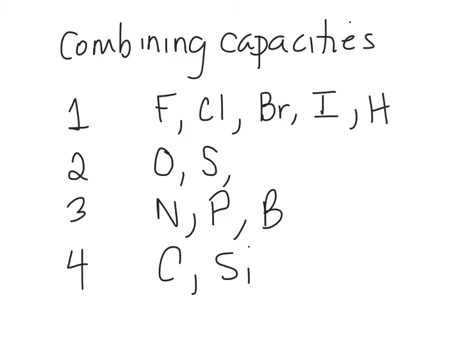Okay. Something else I want you to think about. Central atoms. So if you have 3 atoms in a row, which one do you think is the central atom? Middle one. Yeah, the middle one is your central atom. The one with the highest combining capacity will be your central atom. Okay?